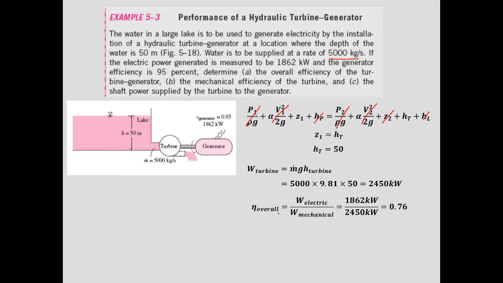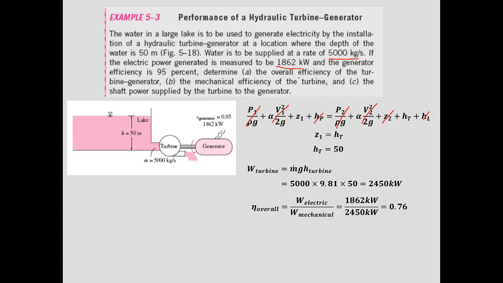Okay, so you got the efficiency of the generator, which is given as 95%. But before that, you need to know the overall efficiency. It is given that the power generated is 1,862 kilowatt over the mechanical power generated from the turbine, which is 2,450. So the overall efficiency is 0.76.